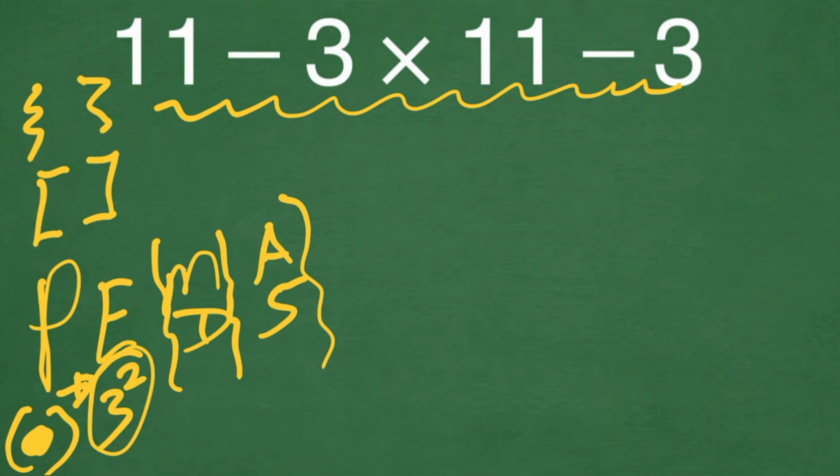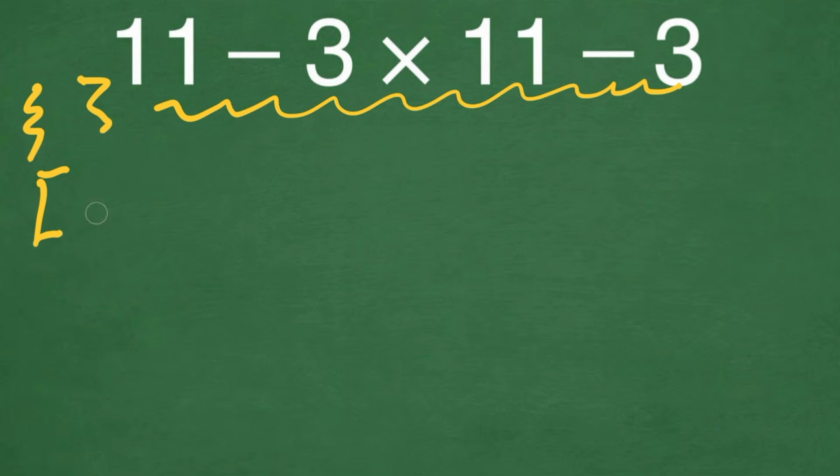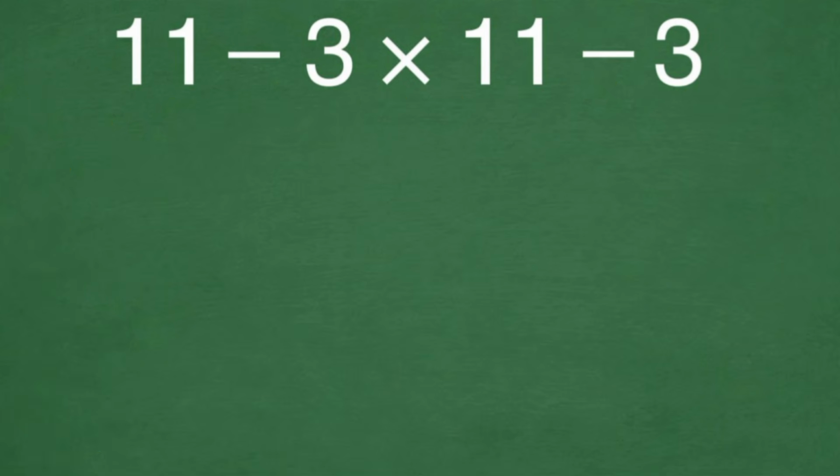If we solve multiplication after subtraction, it is wrong, right? So we have to solve multiplication before subtraction. So let's solve our problem and get the right answer.